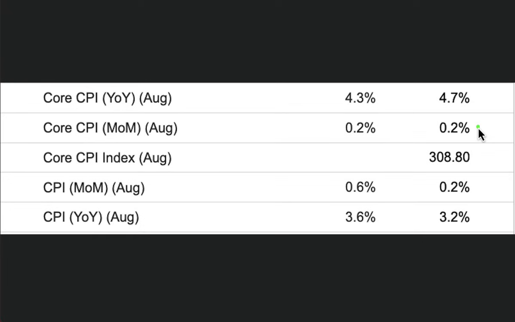But what we really want to focus on first is what is everybody on the street really focused on? Well, it varies from time to time. Sometimes they really want to look at core because they've seen little nuances. Other times they're focused on month over month, or they're focused on year over year.